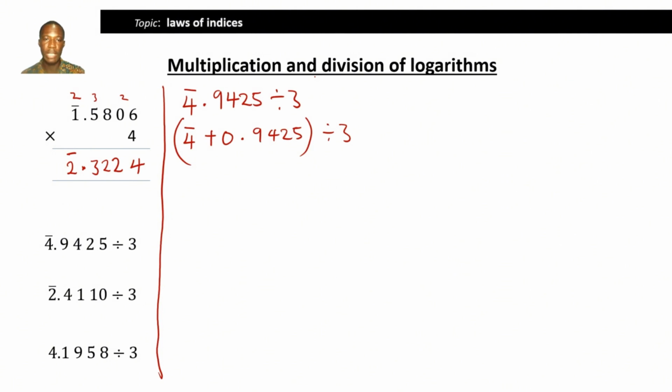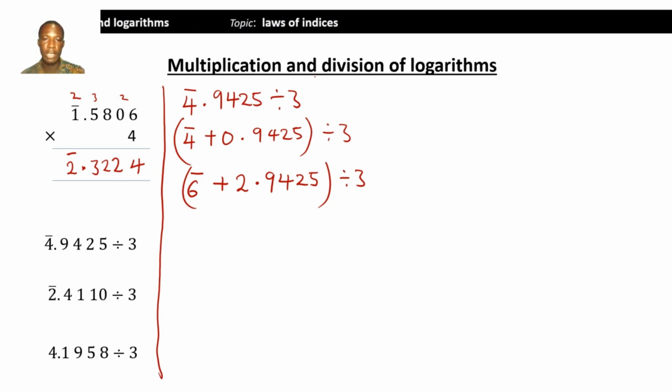So I have to rewrite the 4 bar such that when I divide by 3, the result I get should be a whole number. And so I'm going to write it as 6 bar. What it means is that I have added negative 2, and I need to add positive 2 to neutralize this development. So I'll put plus 2, then 0.9425. So this is what I have done to make sure that when I divide the number with the bar by 3, I'll get a whole number as a result. So here, when I do the division, I'm going to get negative 2.